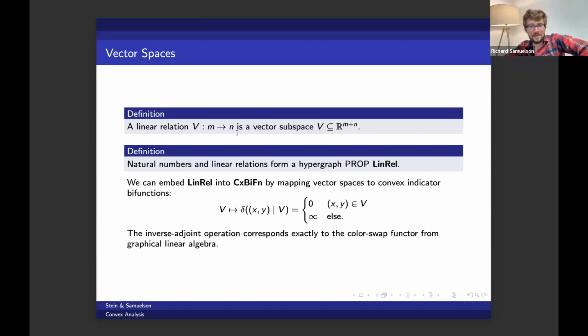And in this category, the inverse adjoint operation is precisely the color swap functor from graphical linear algebra. So you can think of the color swap functor as a special case of the Legendre transform. It's kind of interesting. And there are other subcategories where the Legendre transform or the inverse adjoint operation is well-behaved. But this is a good example.